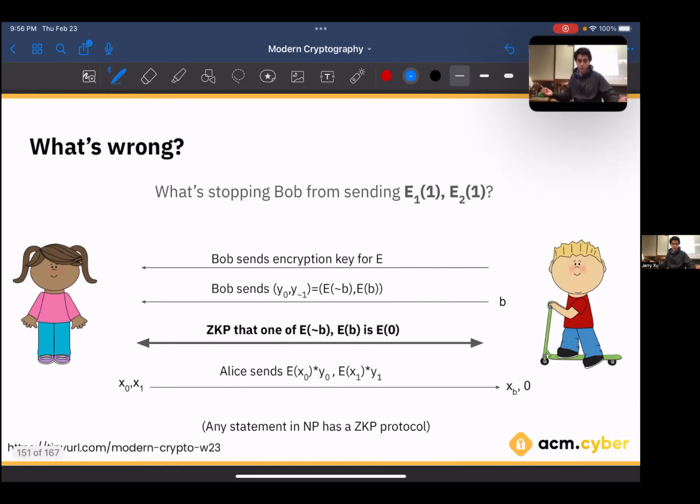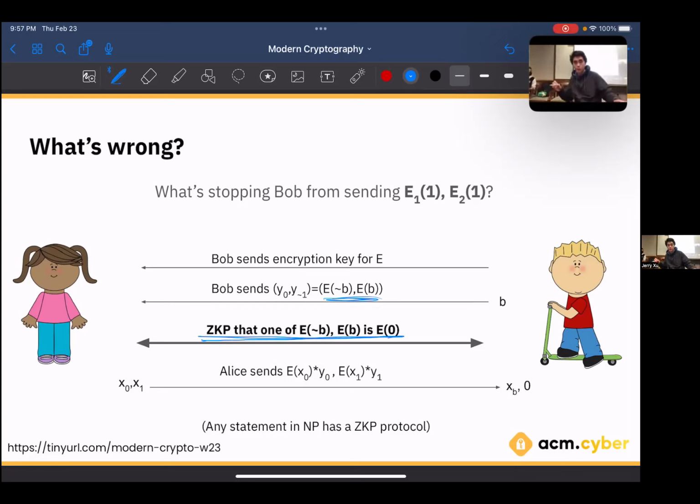So as with a lot of cryptography these days, we're just going to throw a zero-knowledge proof at this. Sorry, not one-way proof. We're going to throw a zero-knowledge proof at this, and then suddenly it works, right? So basically, Bob is going to send his encryptions, and then he's going to provide a zero-knowledge proof that one of these is zero, right?